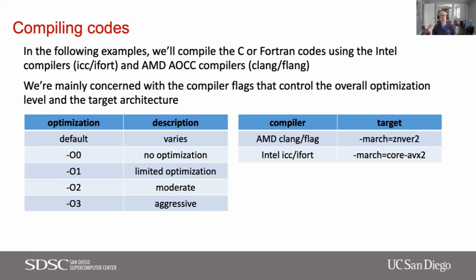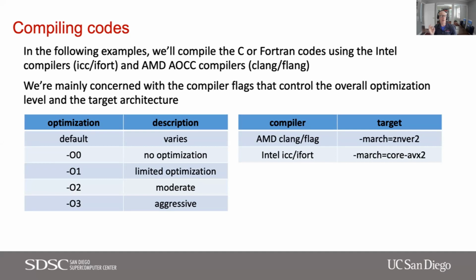-O0 means that we want absolutely no optimization. This is going to give you terrible performance. There might be times when you want to compile with -O0 as you're developing your code or trying to figure out what the compiler is doing, but you would never do this for a production run. -O1 gives you some limited optimization.